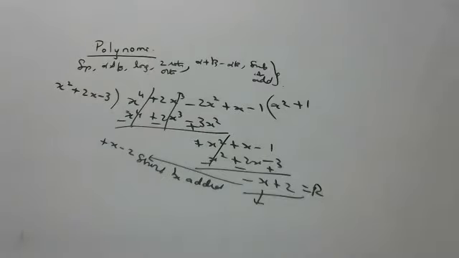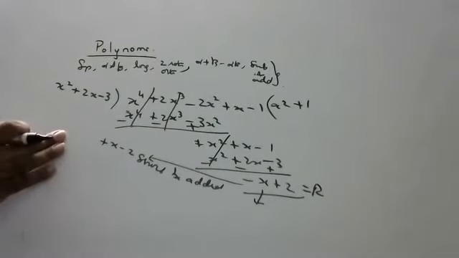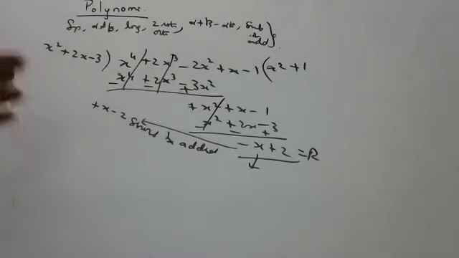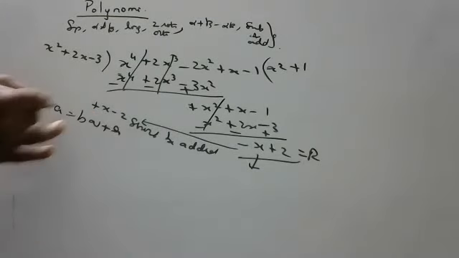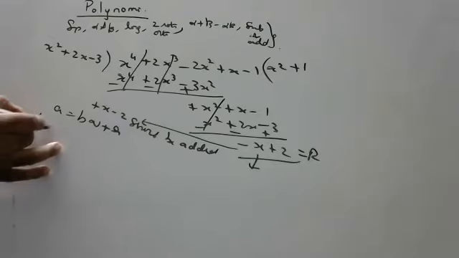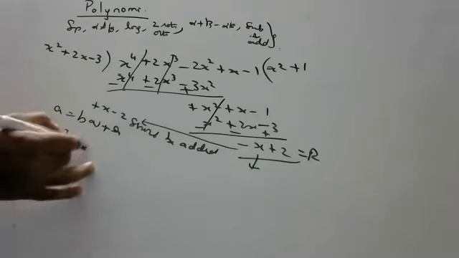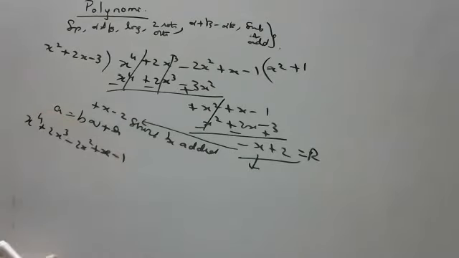Now why means I will show you. Why, the question why, now I will answer, children. See here, we know a is equal to bq plus r. What is a, children, here? x to the power of 4, 2x cubed minus 2x squared plus x minus 1.